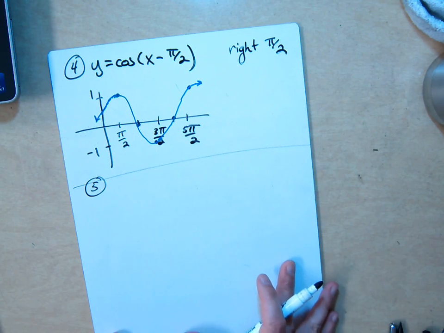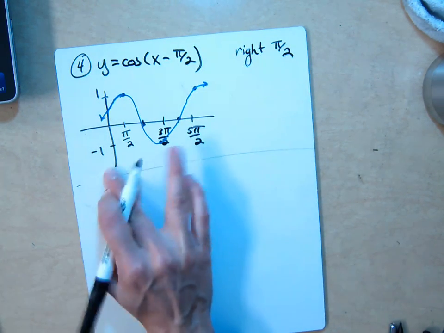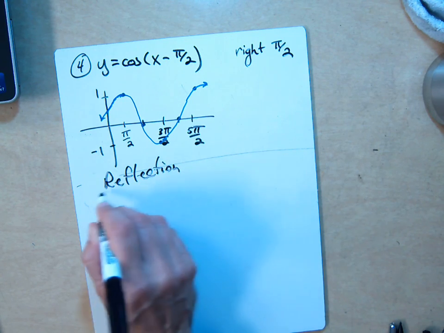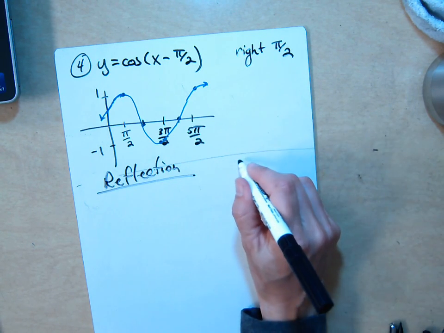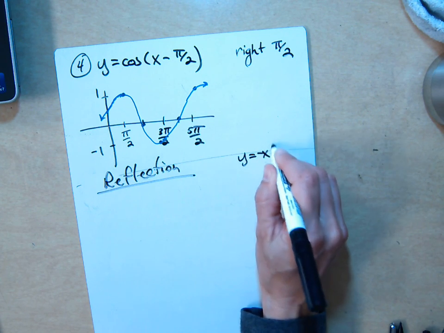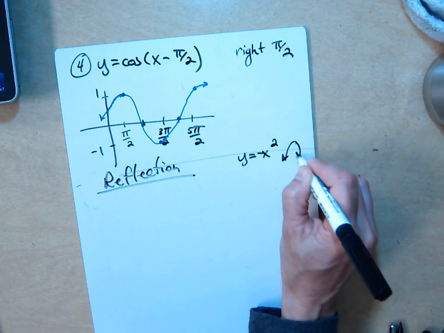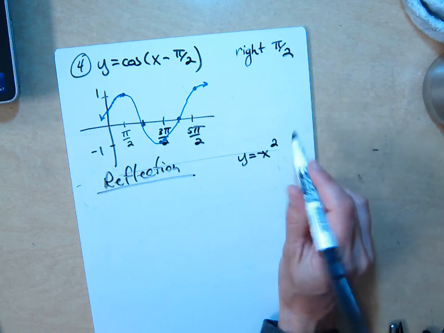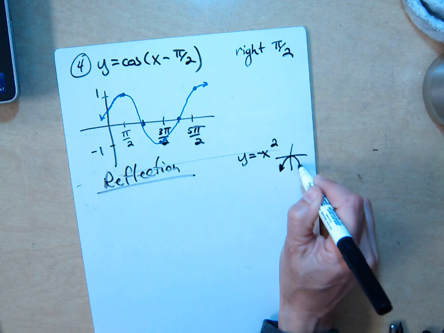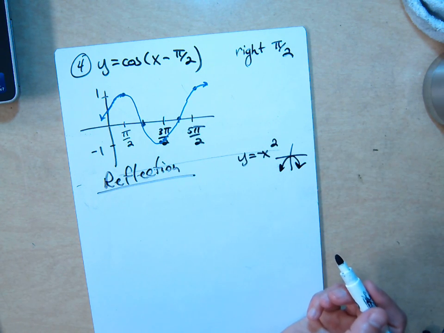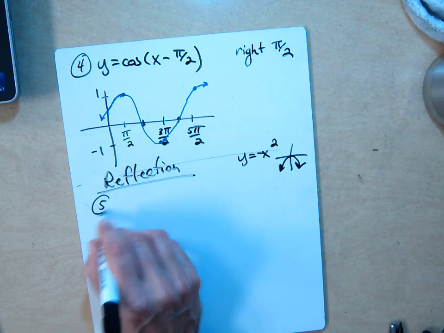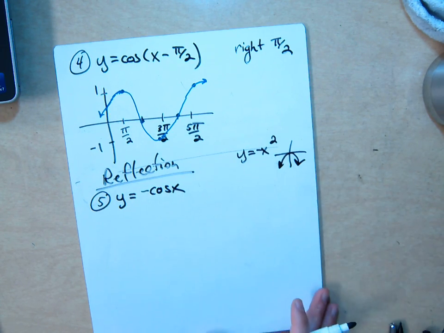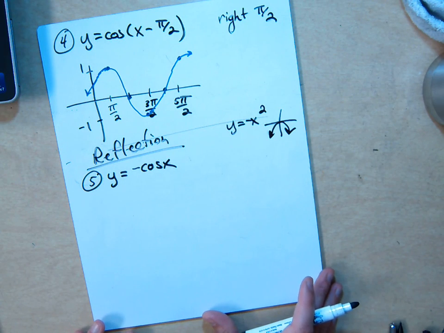The last kind of transformation is a reflection. But you're used to this because remember, when you graph y equals negative x squared, it flips right down over the x-axis. That's what y equals negative x squared looks like, right? So if you throw a negative in front like this, y equals, let's say, negative cosine of x, and I want to graph that reflection.